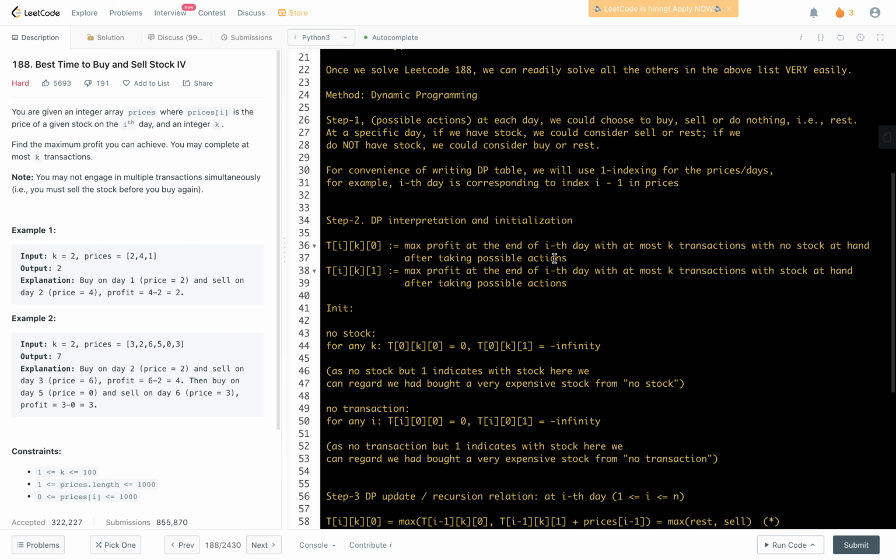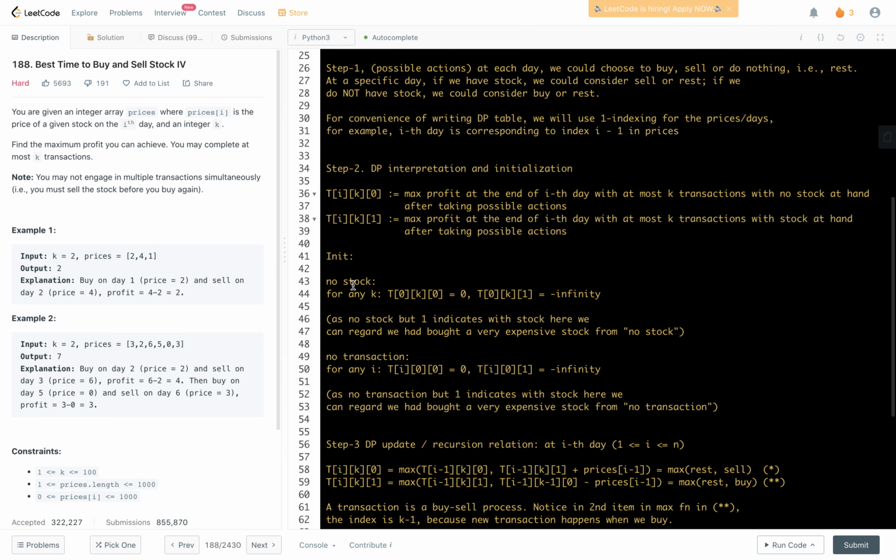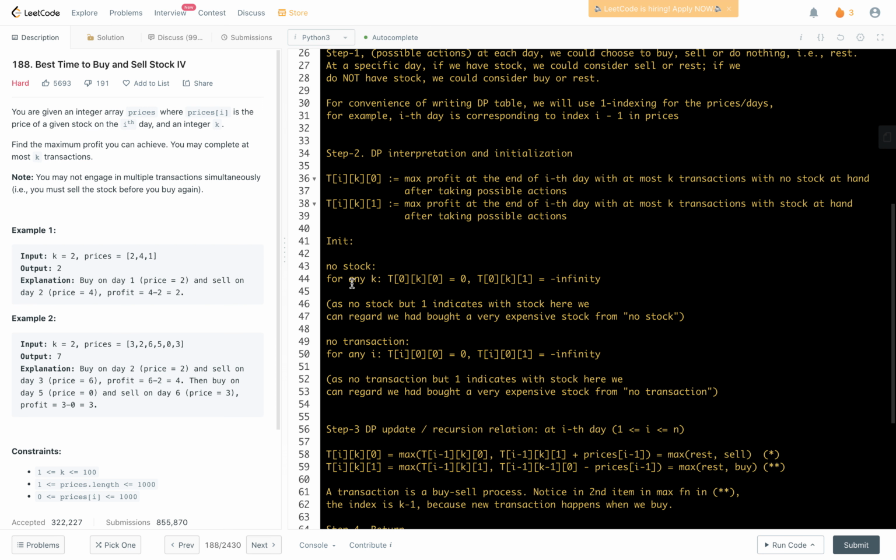For example, T[i][k][0] means the maximum profit at the end of the i-th day with at most k transactions with no stock at hand after taking possible actions. This is the interpretation for T[i][k][0]. For T[i][k][1], it means the maximal profit at the end of the i-th day with at most k transactions with stock at hand after taking possible actions. With that said, we specified the interpretation of the DP table elements.